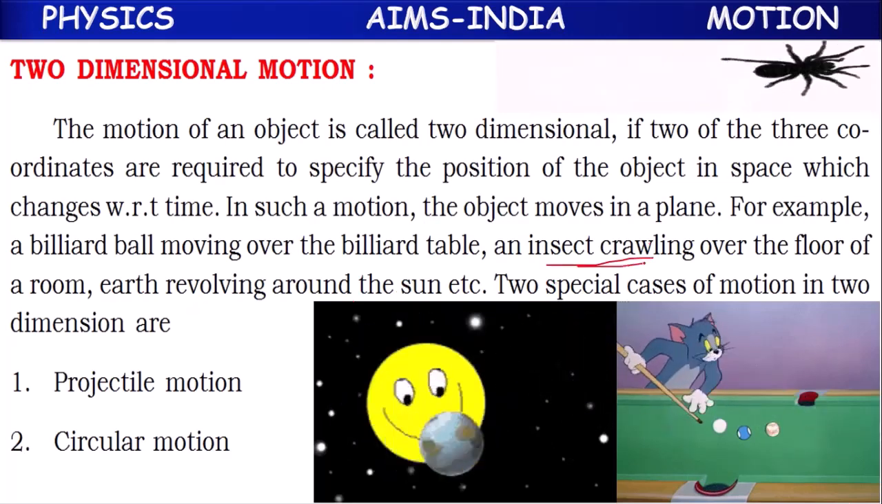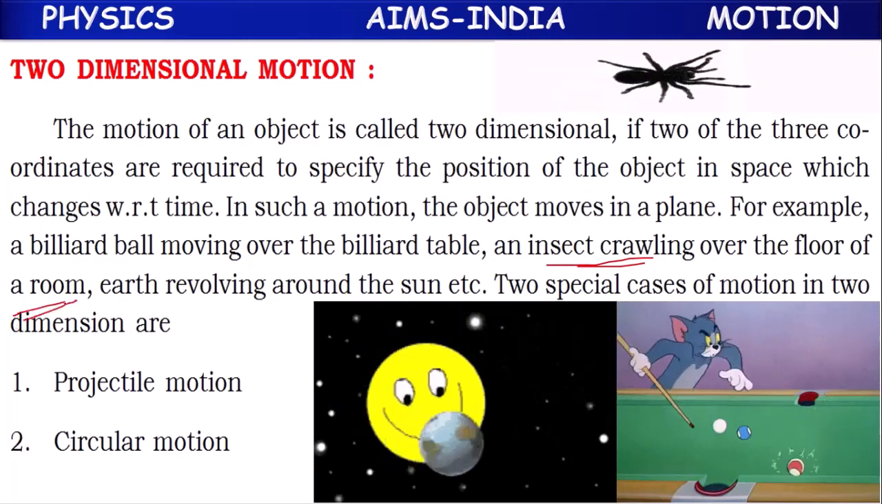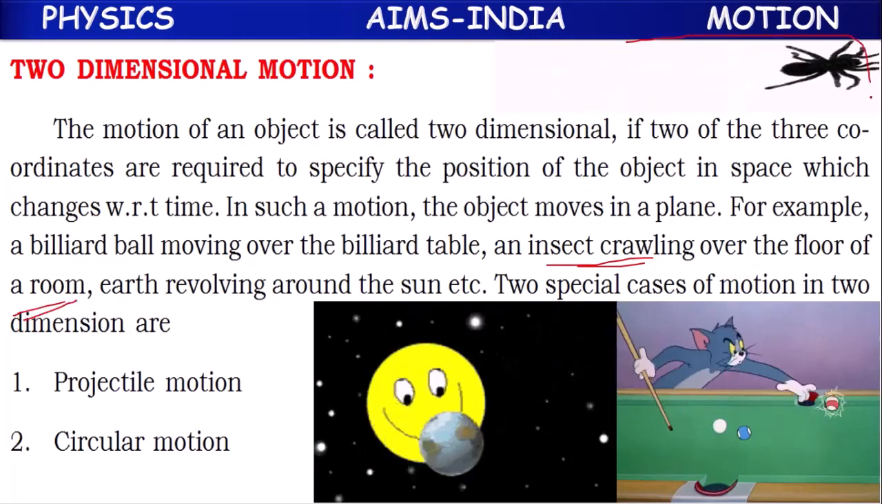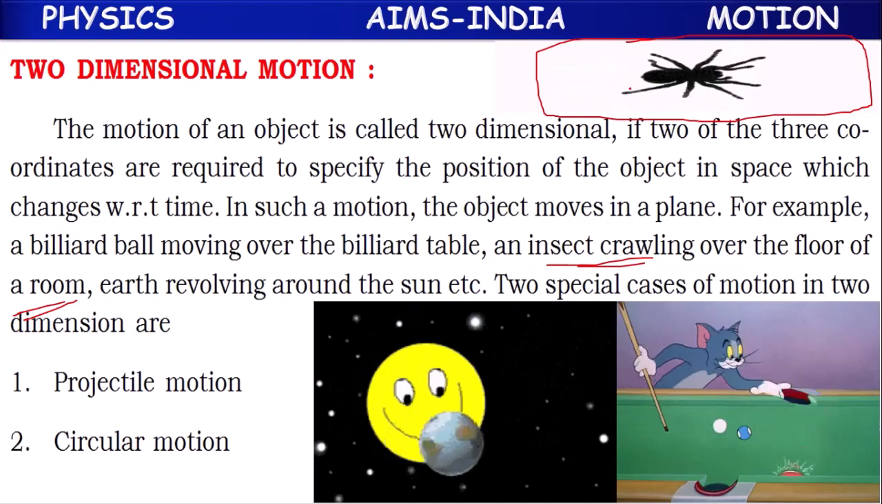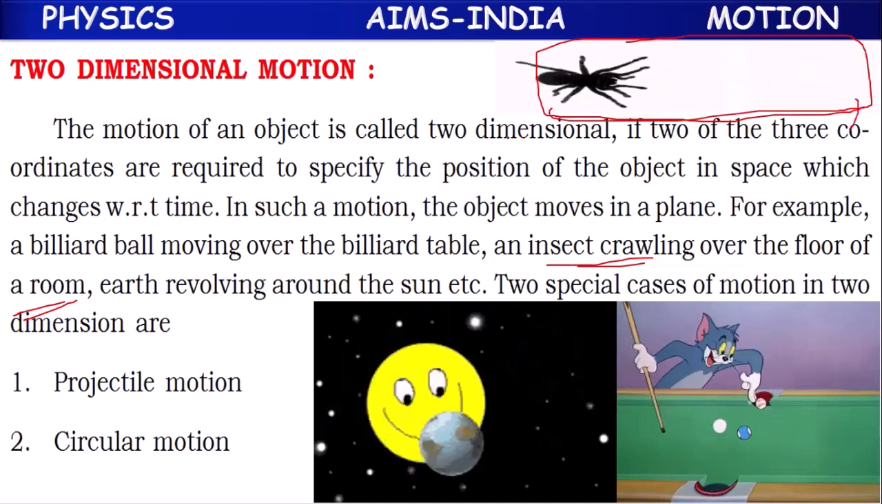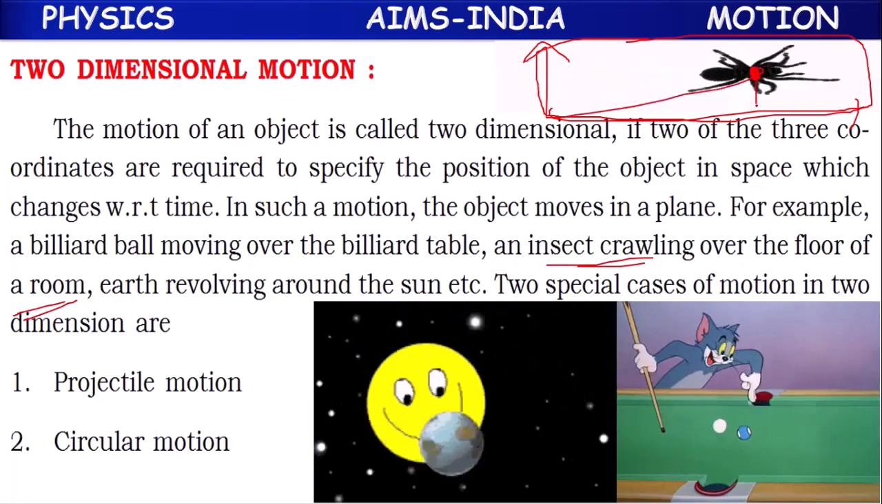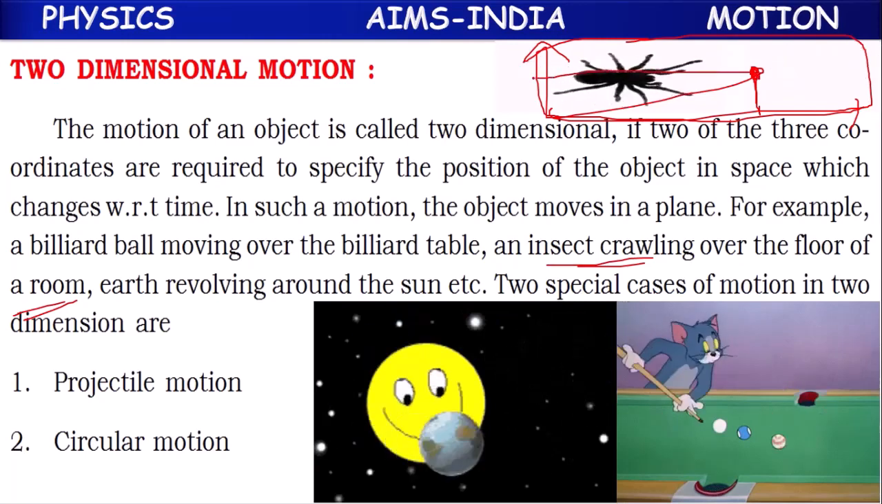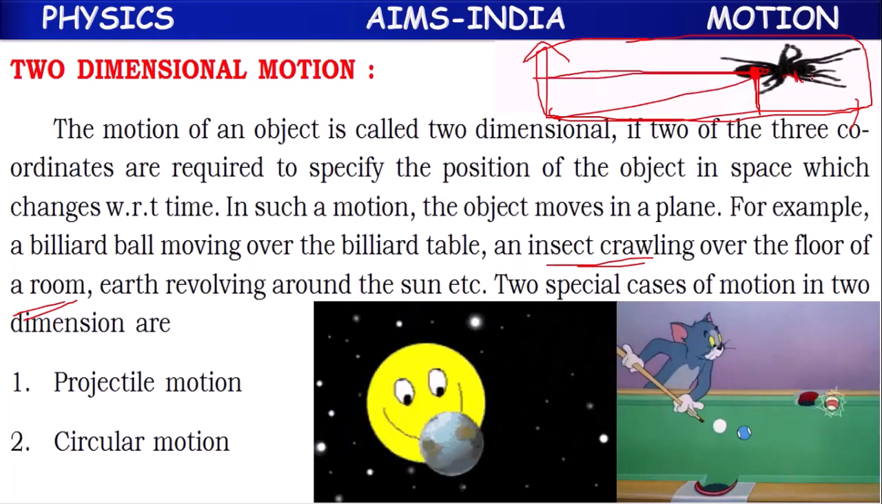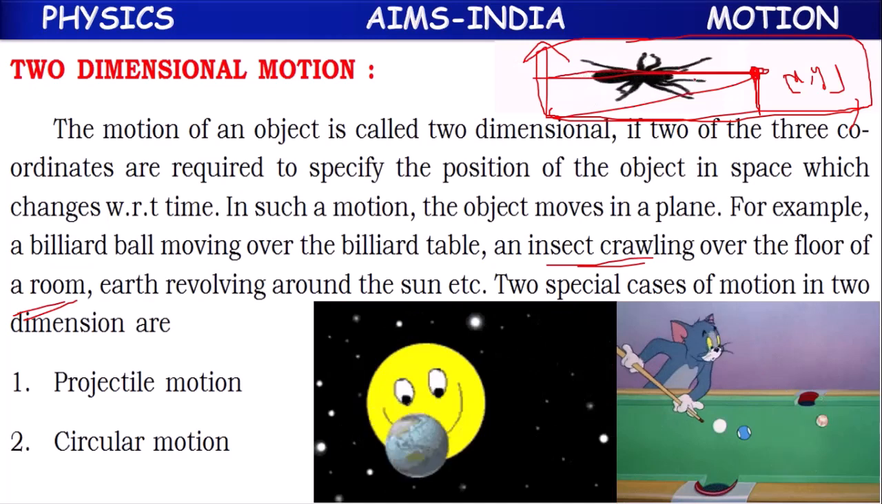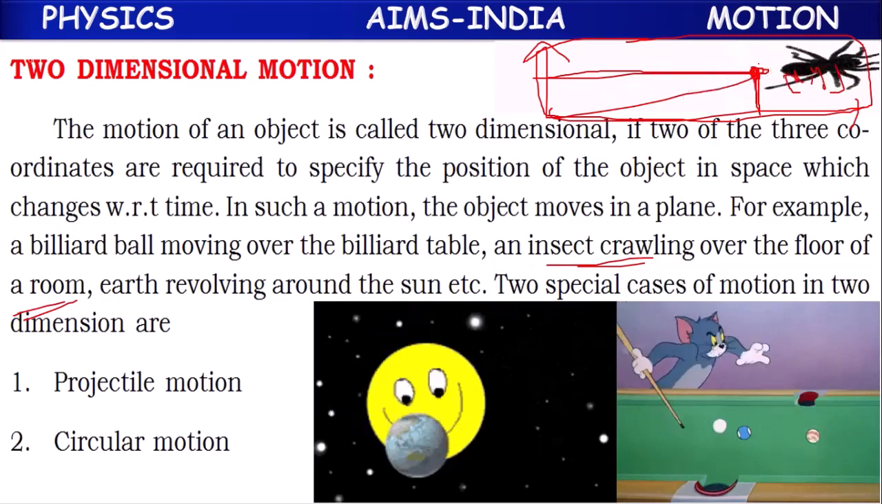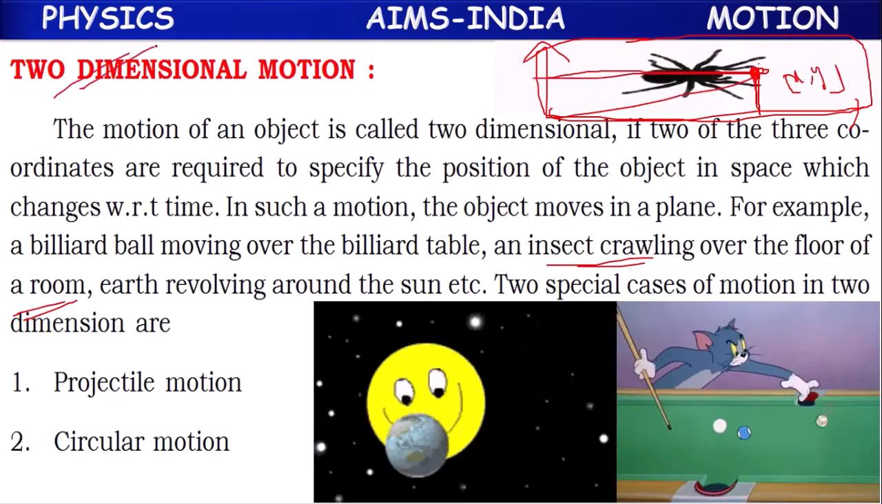Take an insect crawling over the floor of a room. Suppose the insect is crawling in this room, this is the x-axis of the room, this is the y-axis of the room. To locate the position of the insect, we need the help of the coordinates x and y. The position of the insect changes with respect to these coordinates and changes with respect to time. So it is an example of two-dimensional motion.